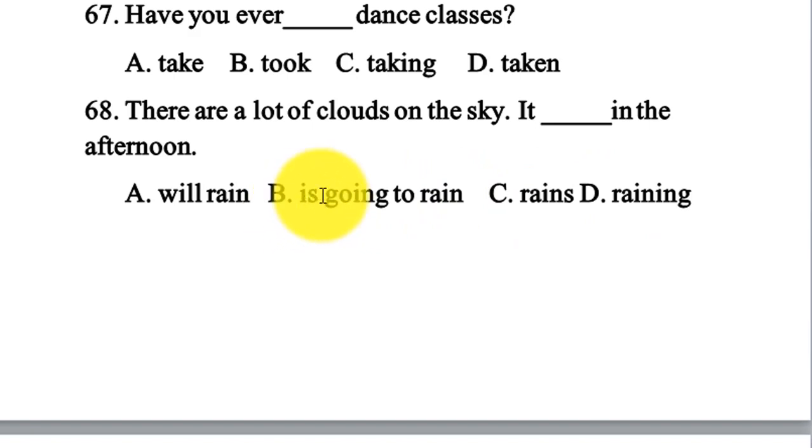Present continuous for future intention. It's my own purpose. So I can infer my idea for my own purpose using present continuous for future intention. Or it is a decision made before. Yeah, it's already decided before the time of speaking because there are a lot of clouds in the sky. So it's going to rain in the afternoon. It will rain is something like a prediction.